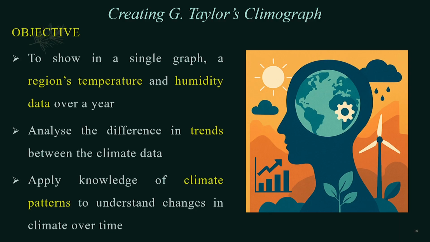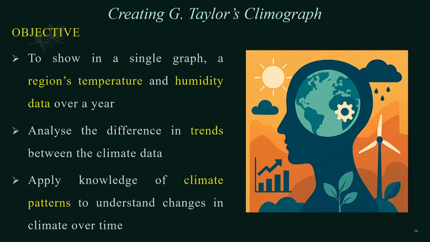Before going into the creation of Taylor's climograph, we will look into the basic objective. As I mentioned earlier, a single graph of his will represent the region's temperature and humidity over a year. Then, this climograph of Taylor will explain to us the trend between the climate data. And then, it also gives us knowledge of climate patterns to understand the change in the climate variables.